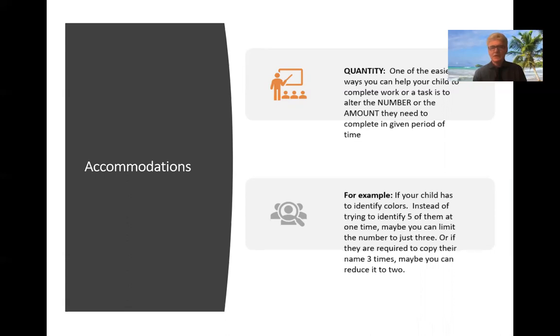A couple of quick examples. For instance, if your child has to identify colors, instead of trying to have them identify 5 at one time, maybe you can limit the number to just 3. Or if they're required to copy their name 3 times, maybe you can limit it to just 2. If your child is doing math work and they're required to complete a math worksheet of 10 or 12 problems at one time, and they're finding it difficult to do that, you can negotiate with them and limit the number to a lesser amount, maybe 5 or 6.